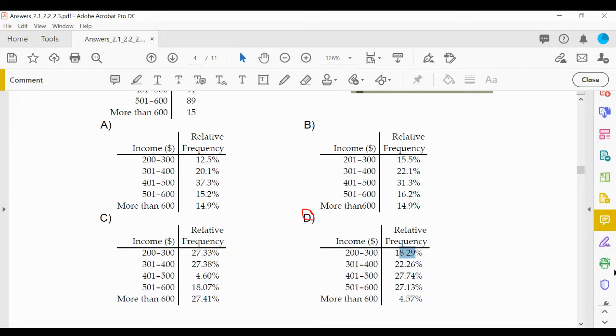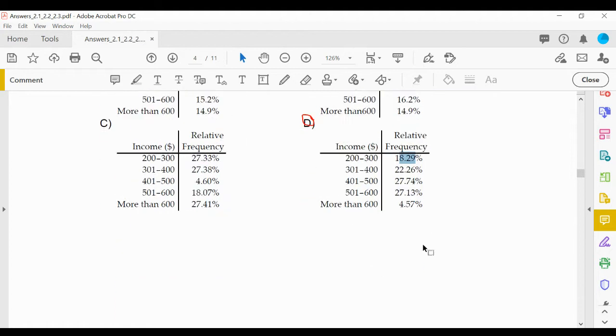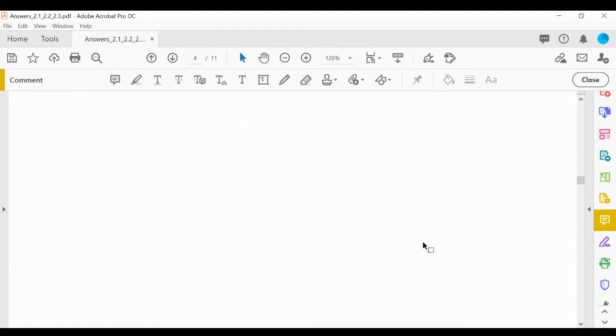There's no need of doing the rest of them. Once you find that first one is right, unless I had 2 that had 18.29, then I'd have to go on. But letter A has 12.5, B has 15.5. I don't know what C has, 27. There it is. Once this is right and there's nothing else that has the correct first answer, why am I even wasting my time? Letter D and moving on.